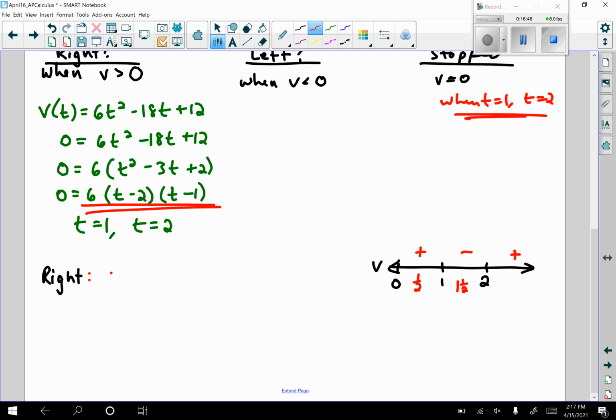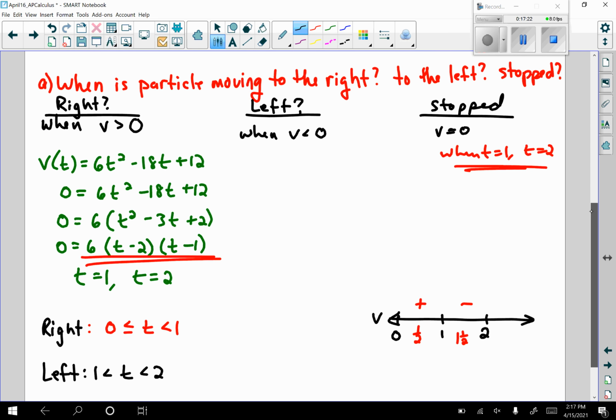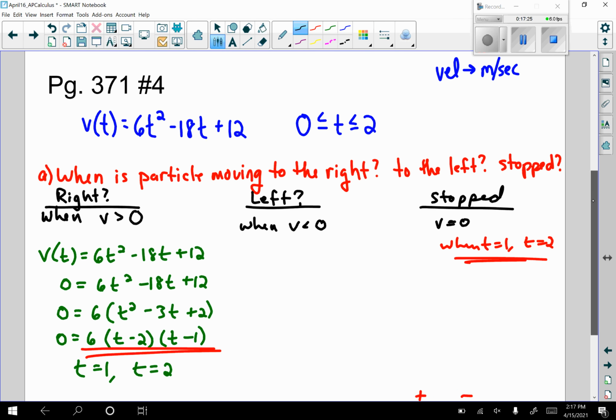So moving right, I just like to use inequalities here. We'll start to say from 0, because it starts at 0, and then to 1. Don't include the 1 though. Oh, and I went beyond the 2. Our time interval was just from 0 to 2, so we didn't need that. And then moving to the left would just be in between 1 and 2. Here's another way to say that we would include 0: figure out v of 0, which would just be 12. So that's still positive.